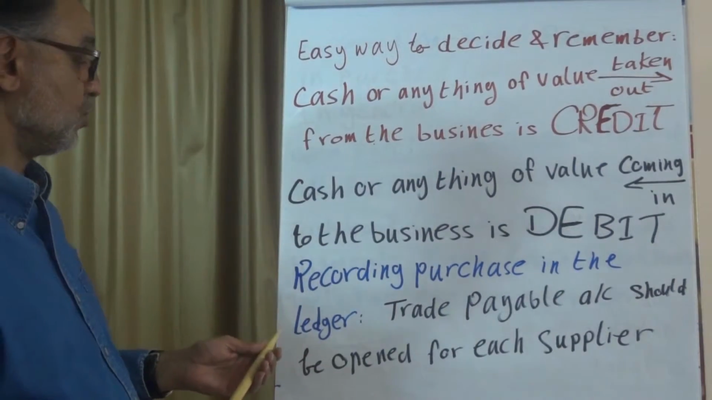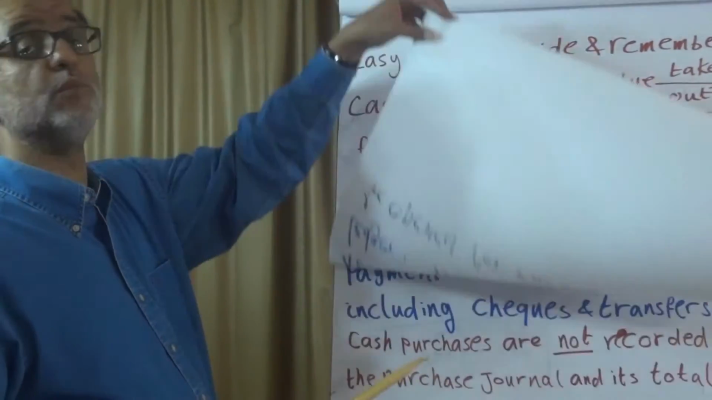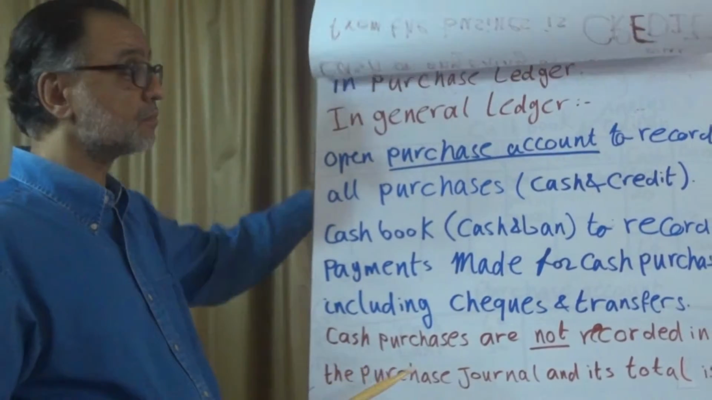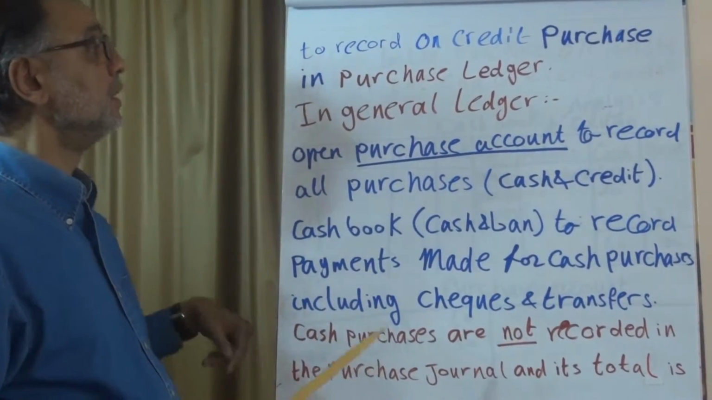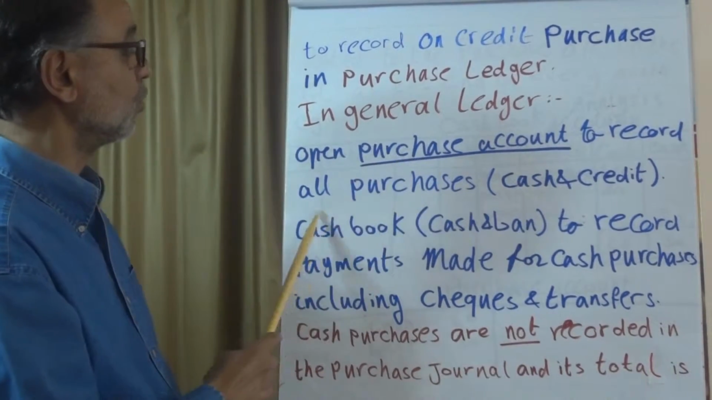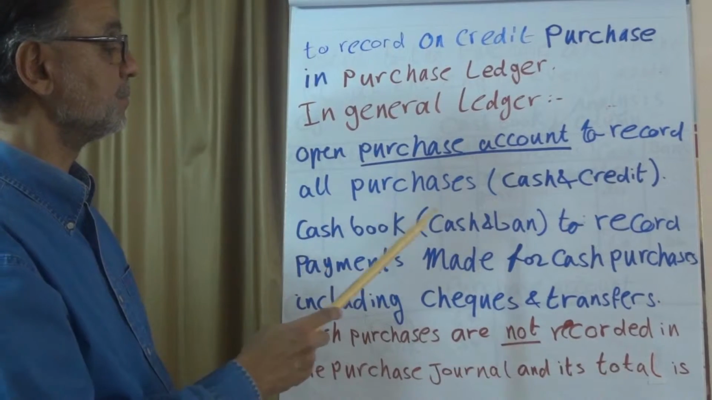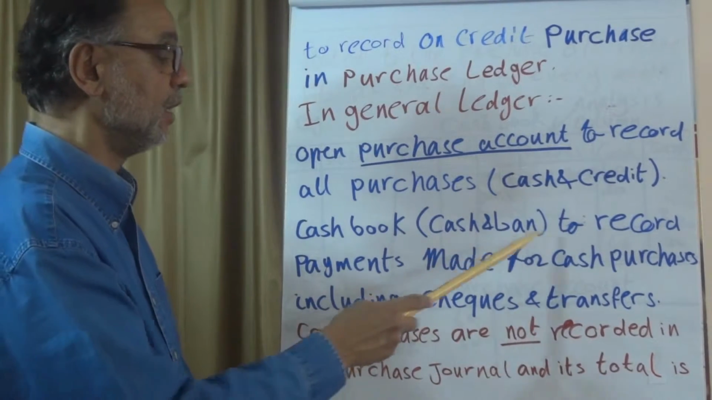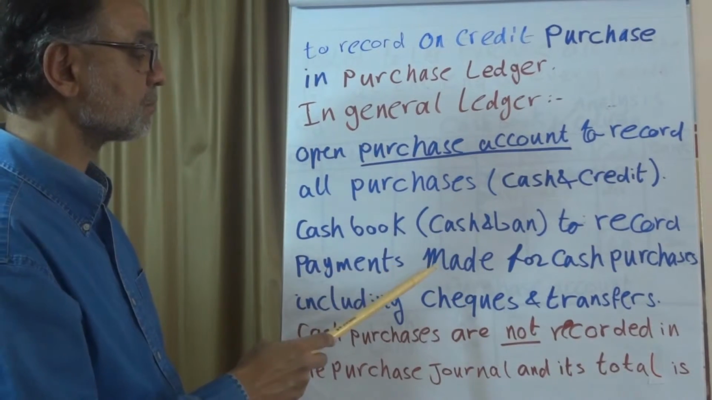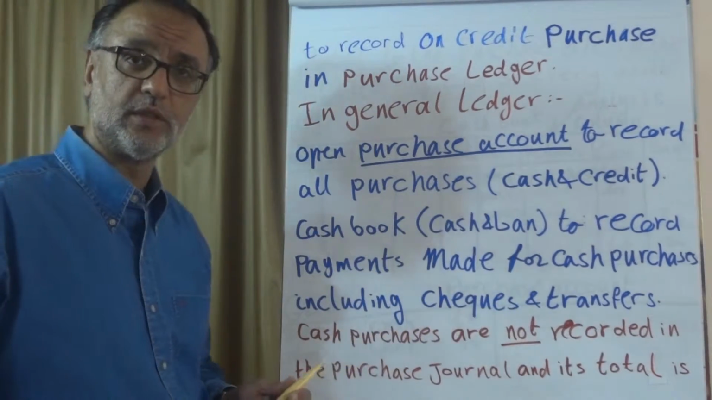Recording purchases in the ledger. A trade payable account should be opened for each supplier. We're talking about credit purchases. And in the general ledger, open a purchase account to record all purchases, cash and credit. In the cash book, cash and bank record payments made for cash purchases, including checks and transfers.